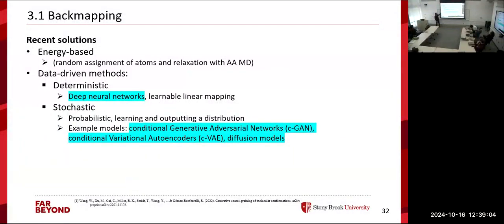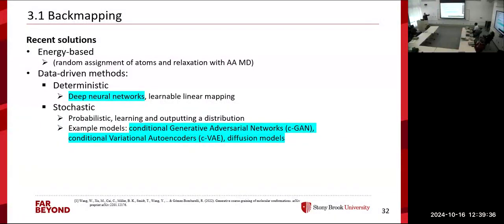If we want to do some data-driven methods, there are some deterministic ones with neural networks. Well, the problem with these is that, as I said, they're deterministic. We want something stochastic, probabilistic. We want to learn a distribution and output a distribution. So that's why we have to use some sort of semi-supervised learning. We have CGANs, CVAEs, generative adversarial networks, variational autoencoders, and diffusion models.